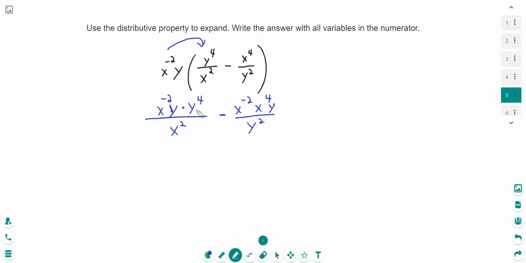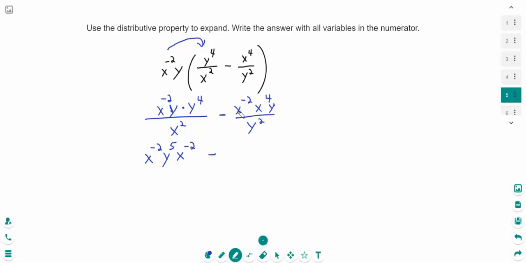All right. Now we can simplify and move things up. They want things in the numerator, so let's just do that. Let's put the denominators into the numerator. So we have x to the negative 2. Now I'm going to combine these maybe. Y times y to the fourth, we know that that's going to be y to the fifth. And then we'll move the denominator up into the numerator. That's going to give us x to the negative 2. And we have our minus.